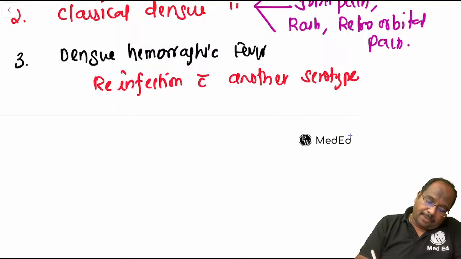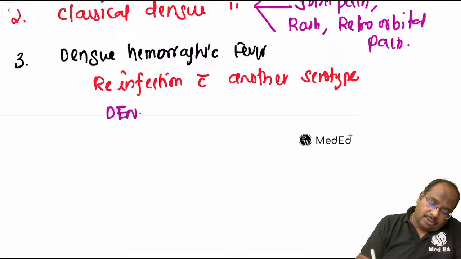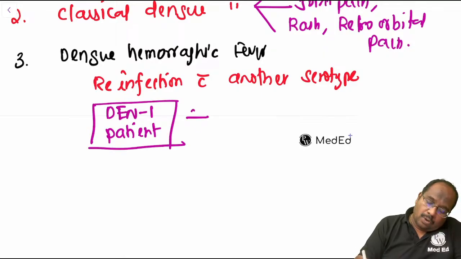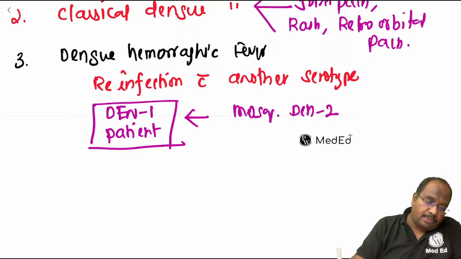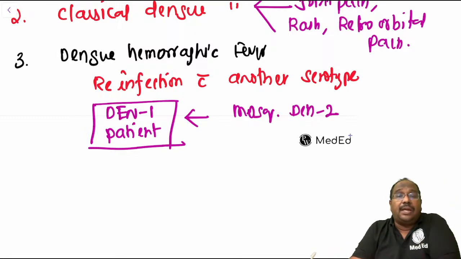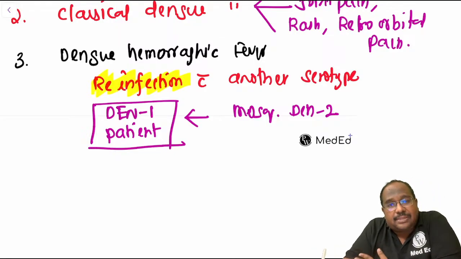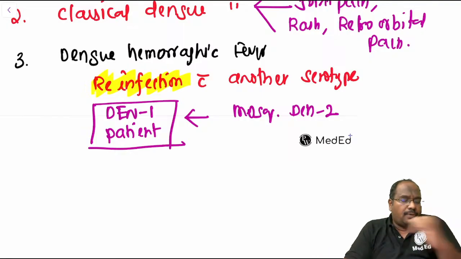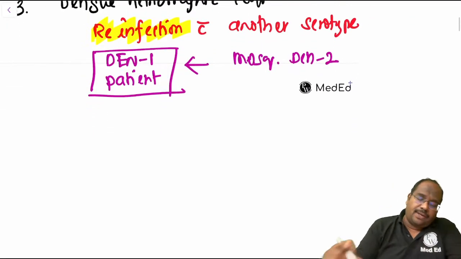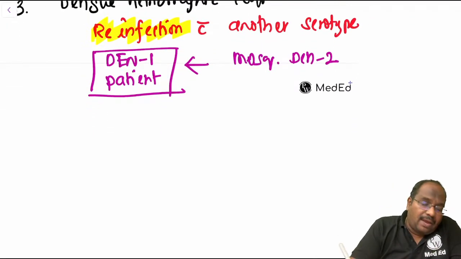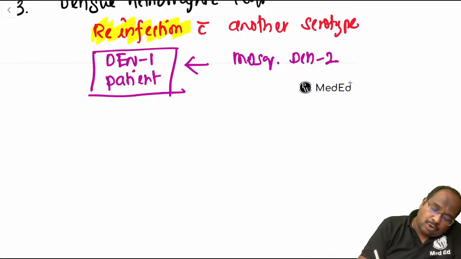If a patient is already infected with dengue 1 serotype, and one more mosquito comes and bites him with dengue 2 serotype, this reinfection can cause this. So what are the features of dengue hemorrhagic fever, guys? Come on, you can answer it. What are the features of dengue hemorrhagic fever?